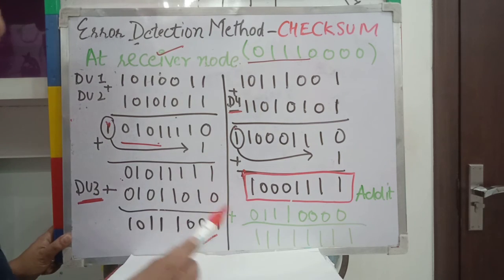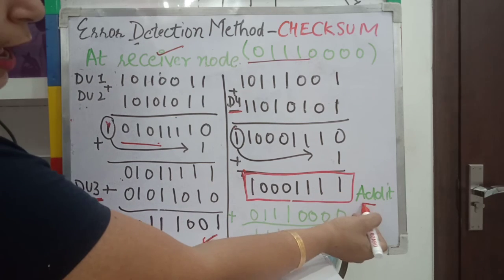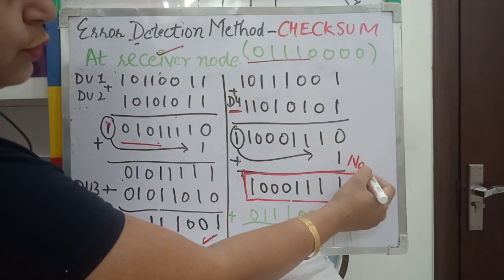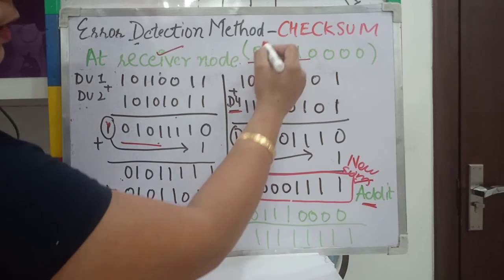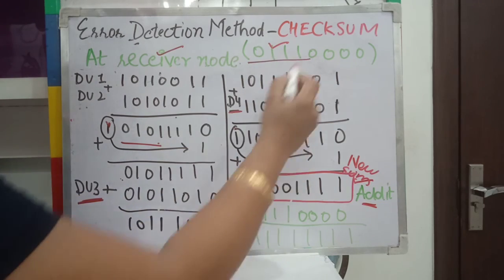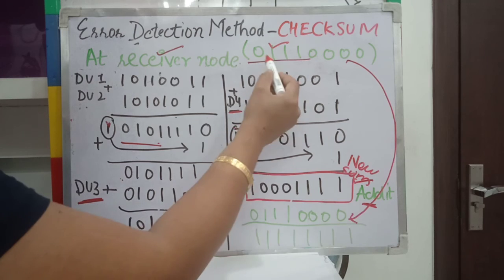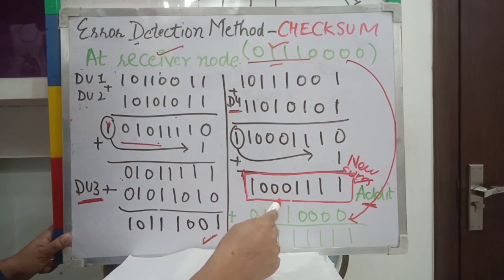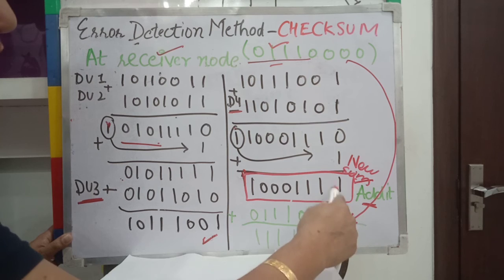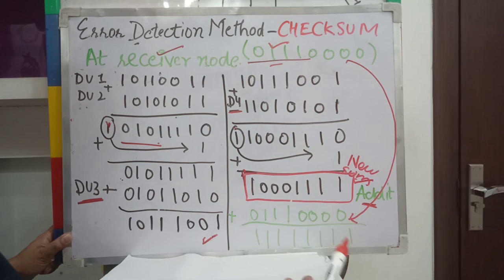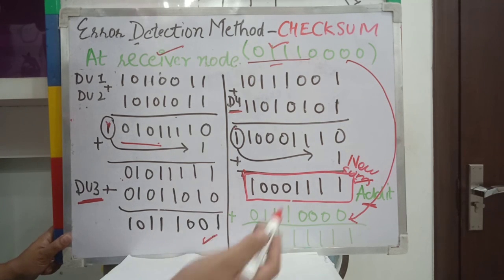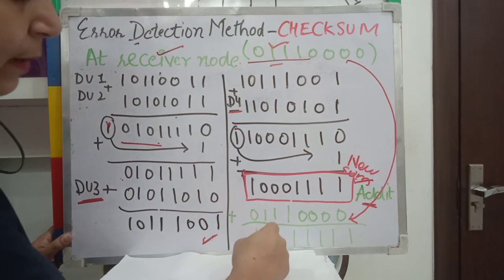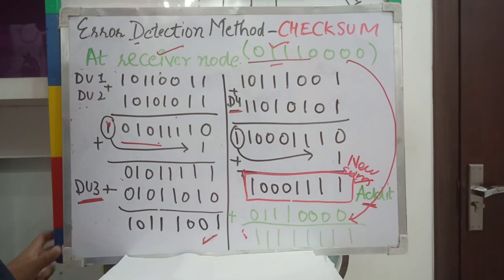Now the final step: I have to add this new sum to the checksum which I received. So I add the received checksum to my newly calculated sum. Once we add all the digits, it becomes 1 1 1 1 1 1 1 1. Once again we take the 1's complement of this, so my answer becomes 0 0 0 0 0 0 0 0. Once we have the new checksum as all 0s, it means my received data is correct.